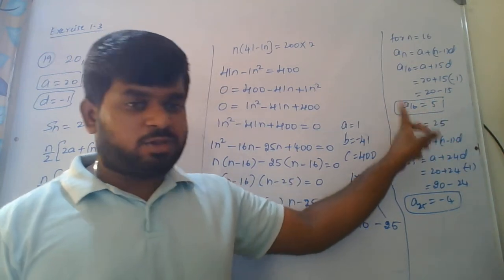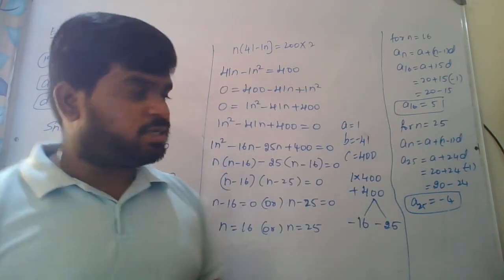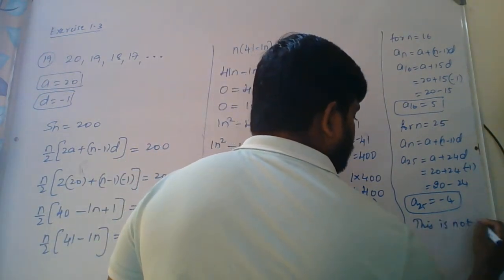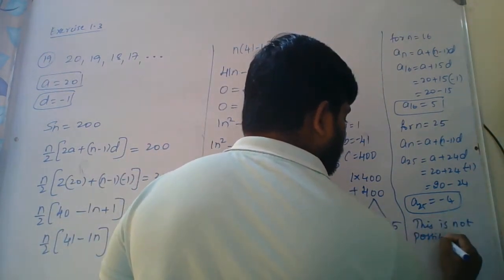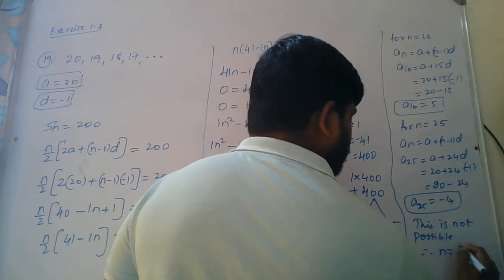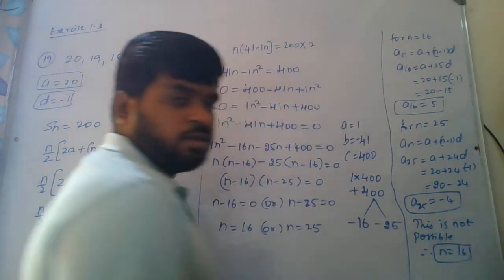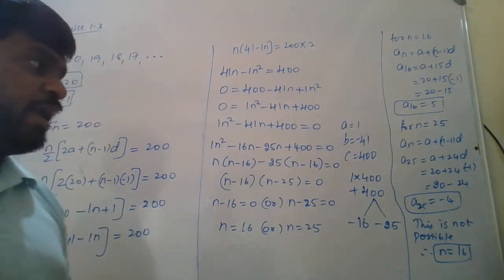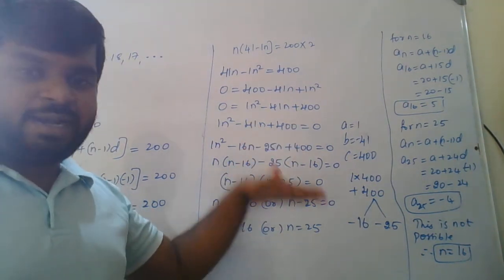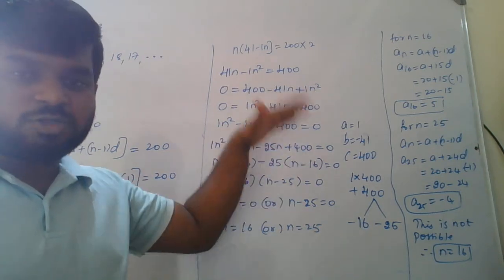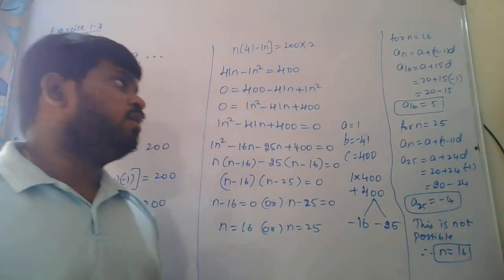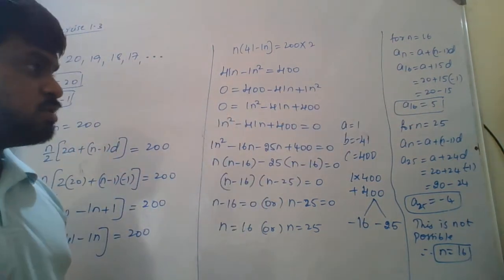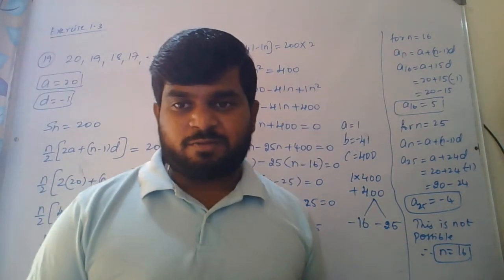So out of these two values, which is the correct value? N equals 16. The other one is not possible. Therefore, n is equal to 16, which means if you arrange in this manner, 20, 19, 18, totally how many rows do you get? 16 rows. And the 16th, the top row will have how much? 5 wood logs. Okay. So we have completed the 19th one.